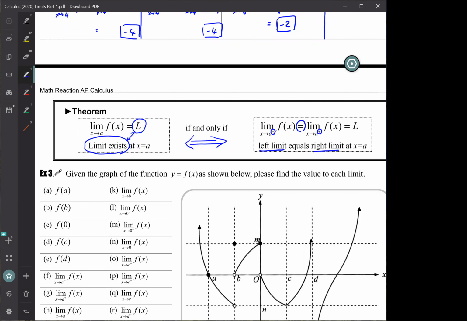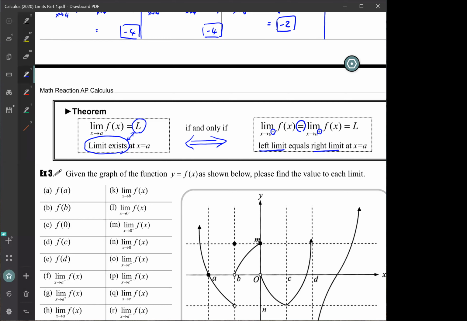We'll all repeat this together. So please turn on your mic now. Everyone turn on your mic. Limit exists. Left limit equals right limit. Left limit equals right limit means limit exists.